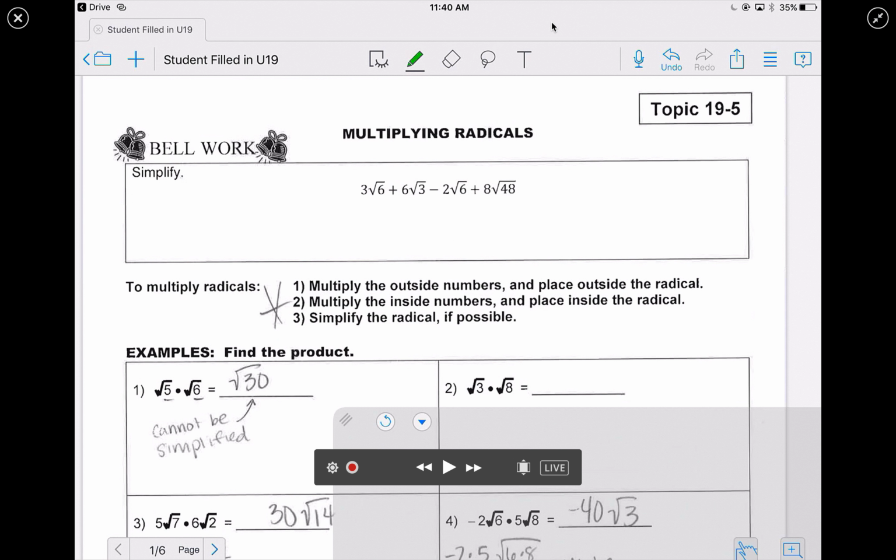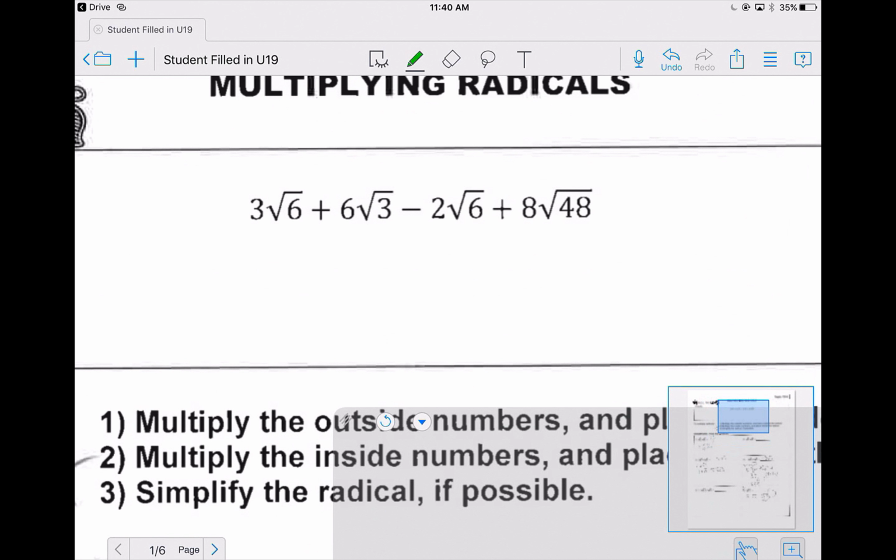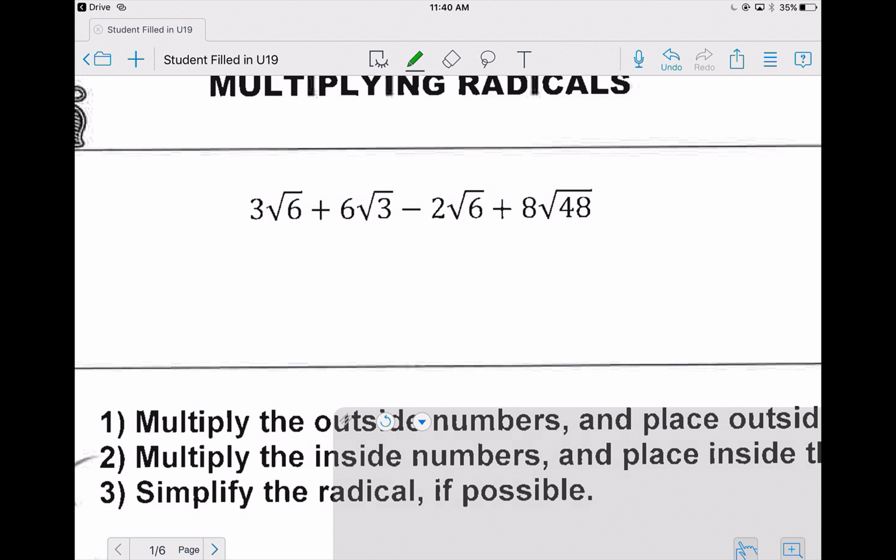This video covers topic 19.5 over multiplying radicals. Our bell work is to remember how we simplified radicals when adding or subtracting.